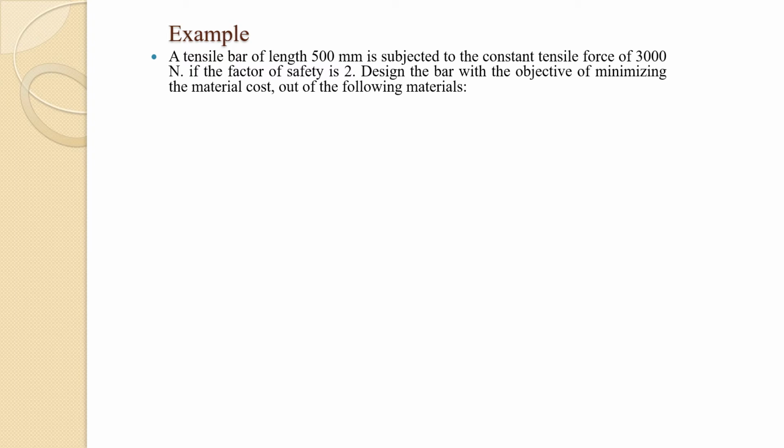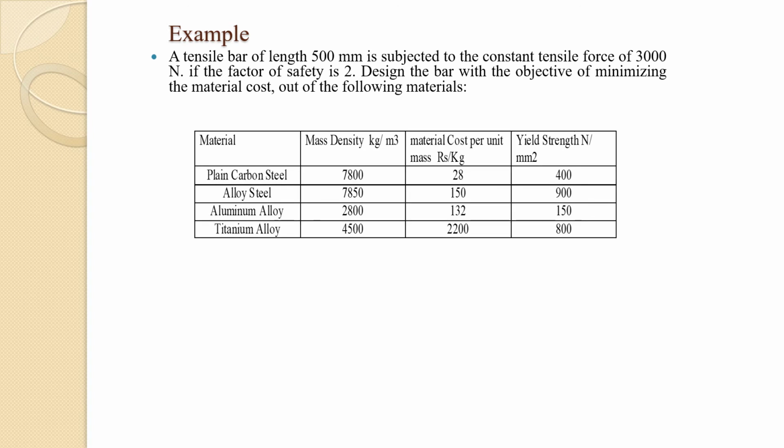A tensile bar of length 500 mm is subjected to a constant tensile force of 3000 Newton. If the factor of safety is 2, design the bar with the objective of minimizing the material cost out of the following materials. The materials given are plain carbon steel, aluminum alloy, and titanium alloy. For these materials, mass density, material cost per unit mass in rupees per kg, and yield strength in Newton per mm square are given.